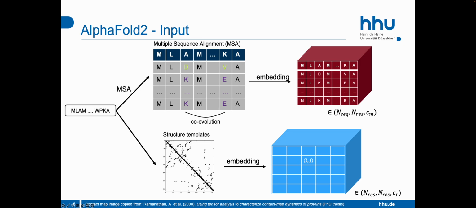So this is the input for the model. On the one hand, we provide sequence information about very similar sequences from different organisms, and on the other hand, we provide structural information from similar proteins for which we already know the protein structure.